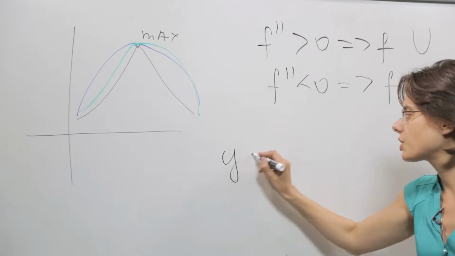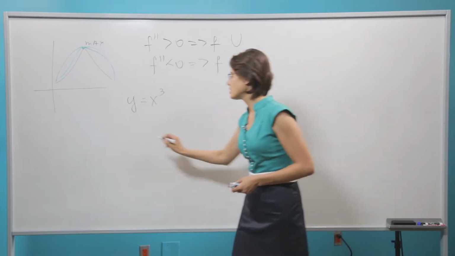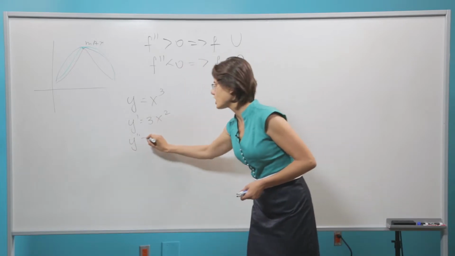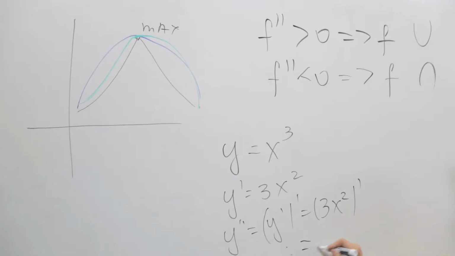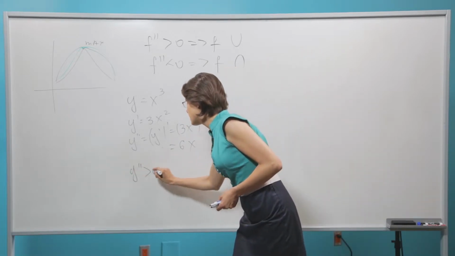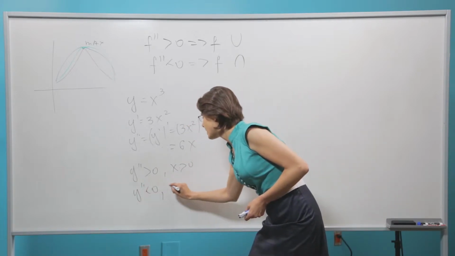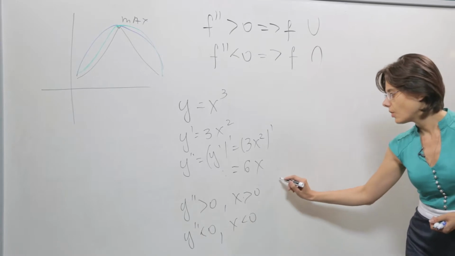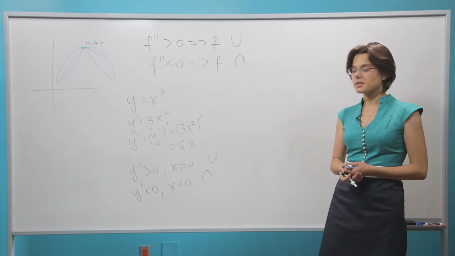Let's say we wanted to consider function x cubed. We have to find second derivative in order to find concavity. So first derivative will give us 3x squared. In order to find second derivative, we have to differentiate first derivative one more time. So I have 6x. As you see, second derivative is positive when x is positive, and second derivative is negative when x is negative. So we can say that function is concave up on the interval where x is greater than 0, and concave down on the interval where x is less than 0.